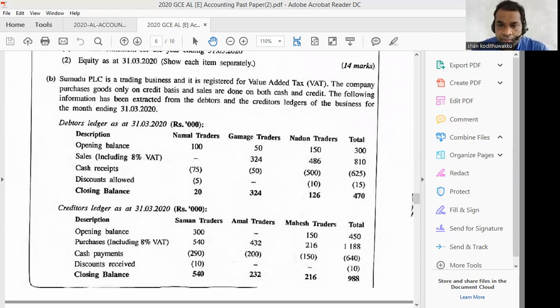I will discuss in this video question number 4 part B of the 2020 question paper, advanced level accounting, local syllabus. When it comes to paper 2 question number 4 part B, it is regarding primary books and ledger accounts, regarding preparing primary books and ledger accounts.